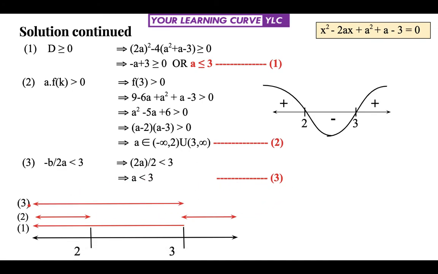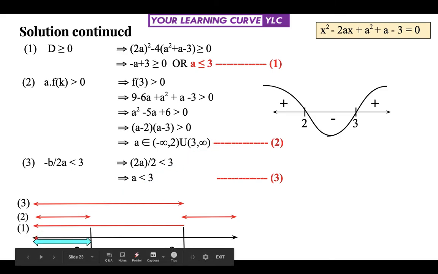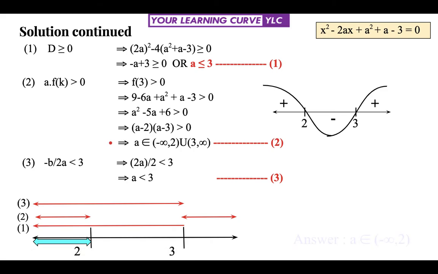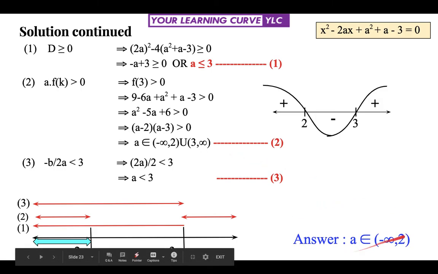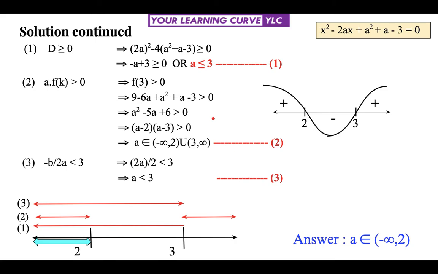And the third inequality is minus infinity to 3, a is less than 3. So these are the three inequalities. The intersection is what? Minus infinity to 2. Only this is the part where all the three inequalities are together. So the intersection of these three inequalities is minus infinity to 2, and hence this will be your answer. A belongs to minus infinity to 2, that is option A.